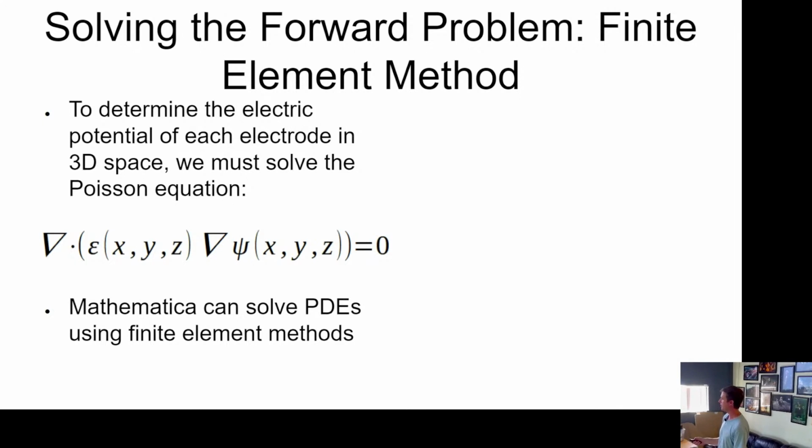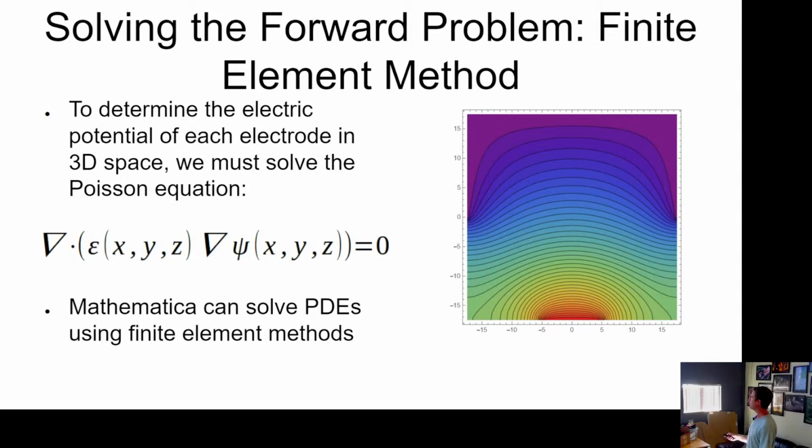I use Mathematica, which is a programming language that's really useful for solving these kinds of things, makes it really intuitive, really easy. And it allows you to do finite element methods as well. So this is an example of an electrode here at the bottom, set to some voltage, and this whole side is set to 0 voltage, and this shows the electric potential in the intervening space between the two electrodes by solving this equation here.